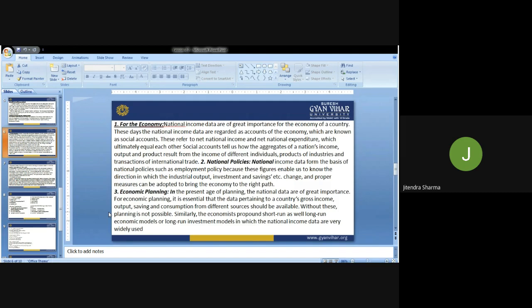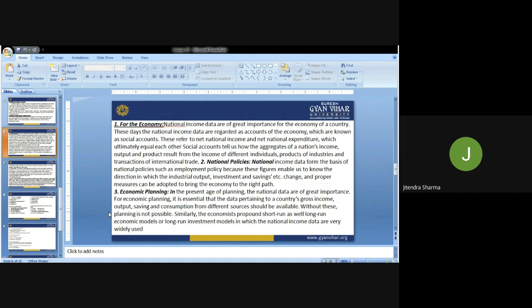Then the third one is economic planning. In the present age of planning, the national data are of great importance for economic planning. It is essential that the data pertaining to the country's gross income, output, saving, consumption from different sources should be available. If this data is available in national income, then we can have economic planning. In what way economic activity can be performed in the country, we can plan for the next five years, just like in our country.